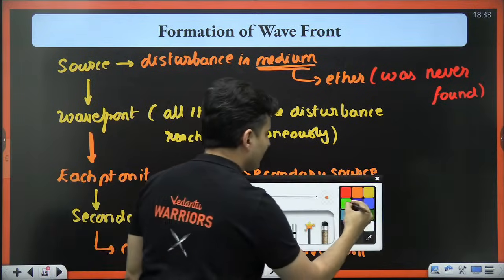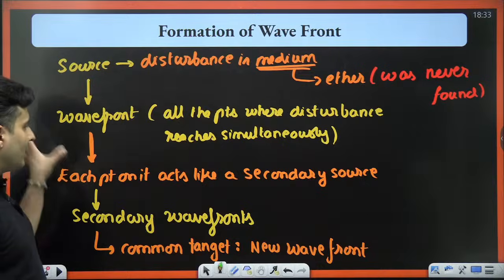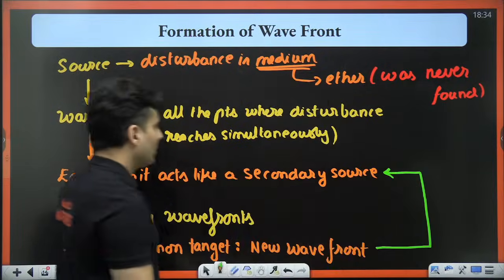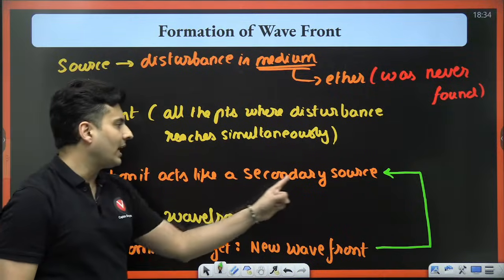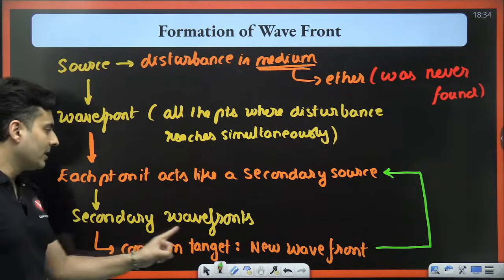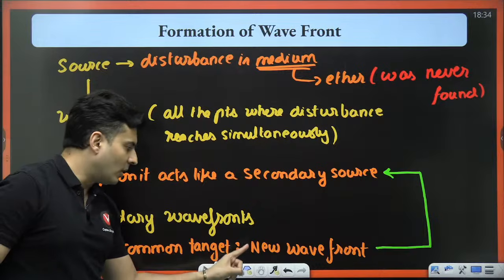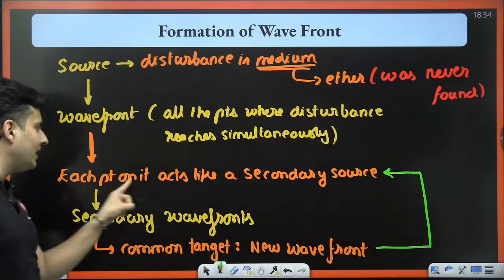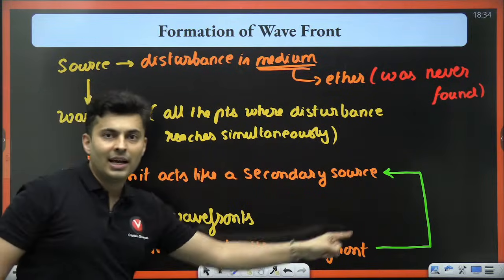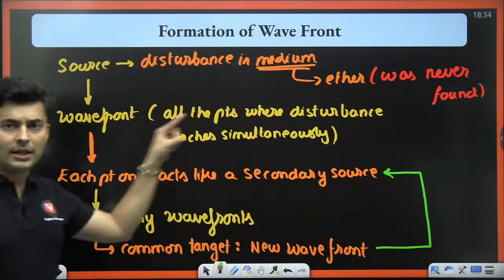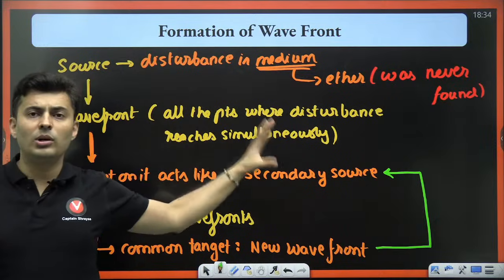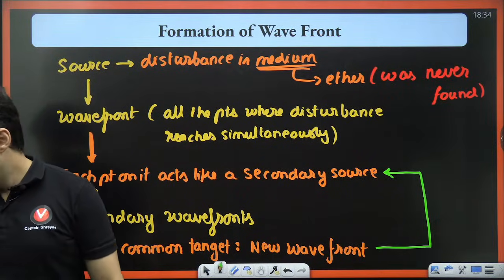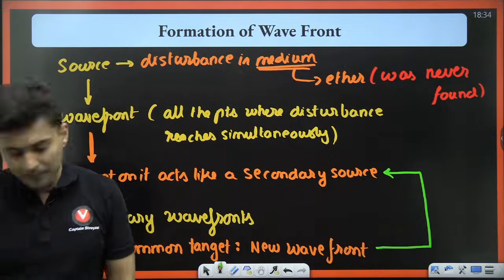And then this process repeats, and then this process again repeats itself over here. You will see again each point on it acts like a secondary source. They generate secondary wavefronts. Then you draw a common tangent, that is your new wavefront, and on that new wavefront again each point will act like a secondary source, and this loop will continue. So this is a brief roundup of Huygens' theory. Right?